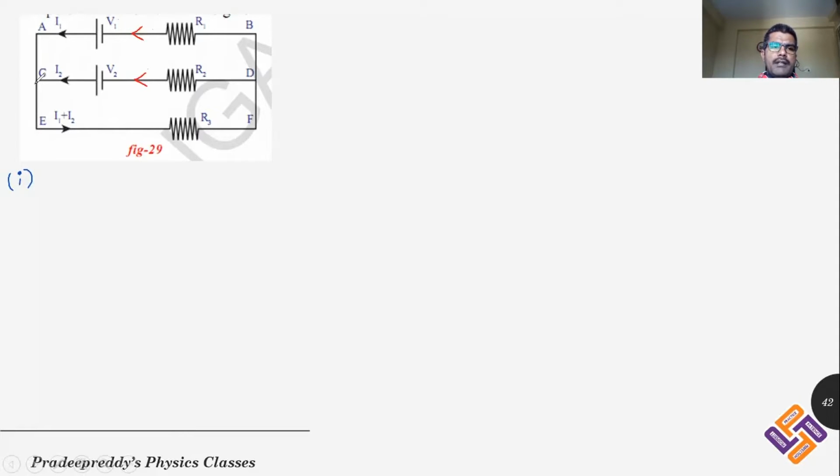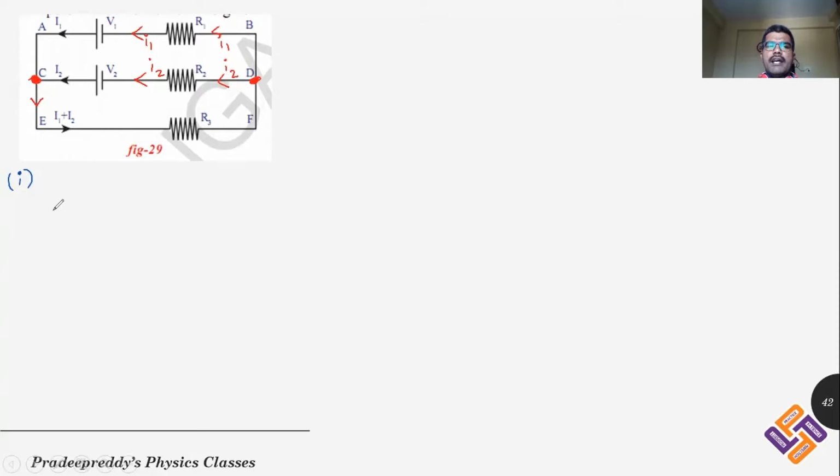V1 battery will provide some current. V2 battery will provide some current. I1 and I2 combined will be joined at this node. Point C is a node and point D is also a node. Current here is I2. Current here is I1. Current here is I2 and current here is I1. And current in this resistor R3 is commonly I1 plus I2. So step 1 we have completed: identified the batteries and gave current directions.